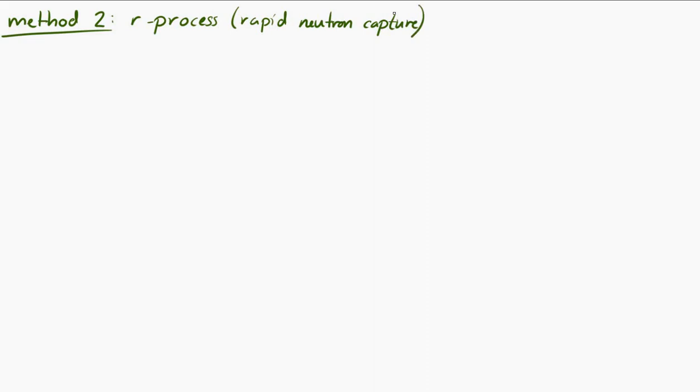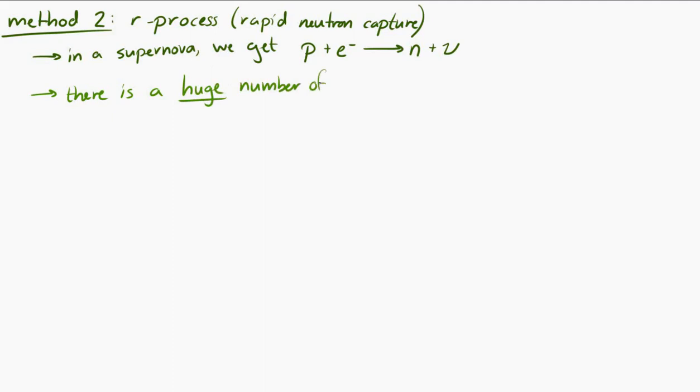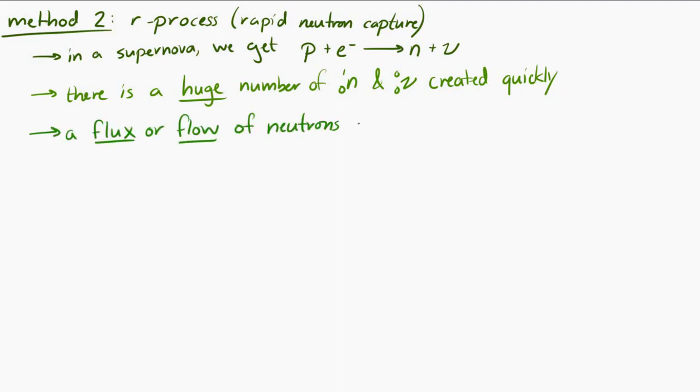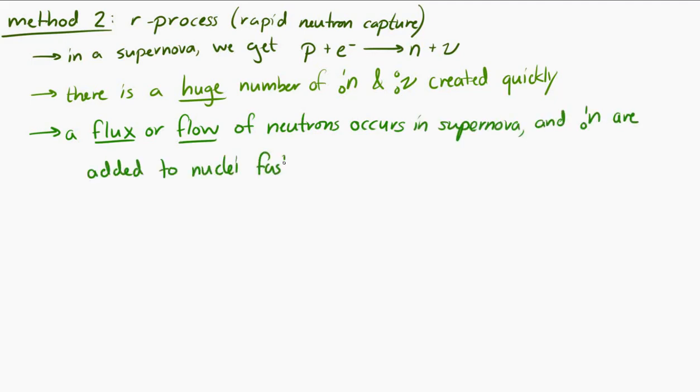The second method is called the R process, which stands for rapid neutron capture. So if you remember back to supernova, in a supernova we get this reaction where protons and electrons can combine to form neutrons and neutrinos. So this produces a huge number of neutrons and neutrinos, and it produces them very, very quickly. So in this situation, where there's a huge neutron flux, a huge flow of neutrons in the star, the neutrons get added to nuclei faster than those nuclei can decay by beta-minus decay. Essentially, neutrons just keep getting added to nuclei during supernovae.